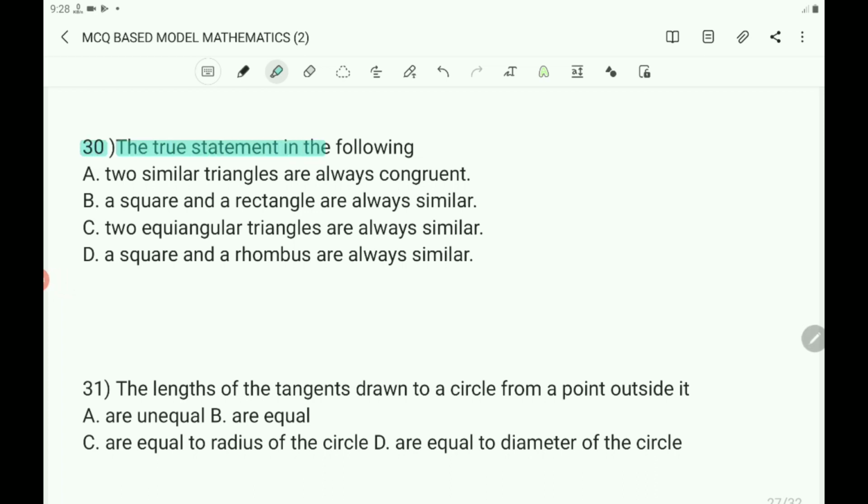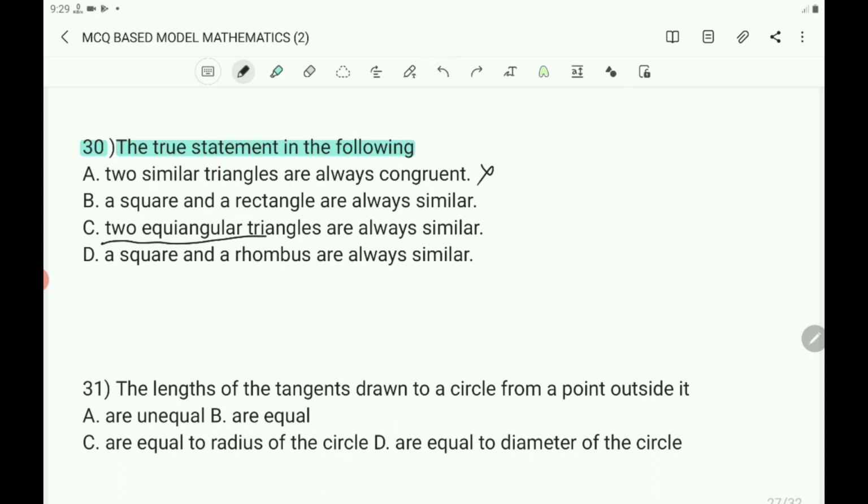The true statement in the following. What is the first statement? Two similar triangles are always congruent. It is wrong, because two similar triangles may or may not be congruent. So you cannot agree with this statement. Option B, square and rectangle are always similar. It is also not possible, because the sides are not in the same proportion.